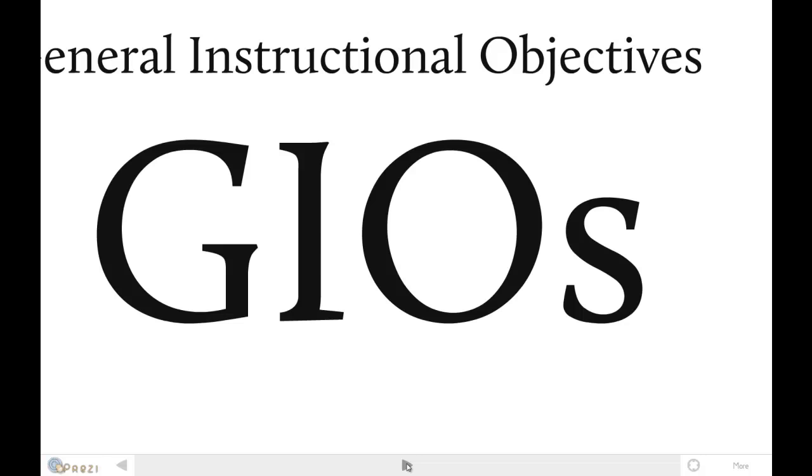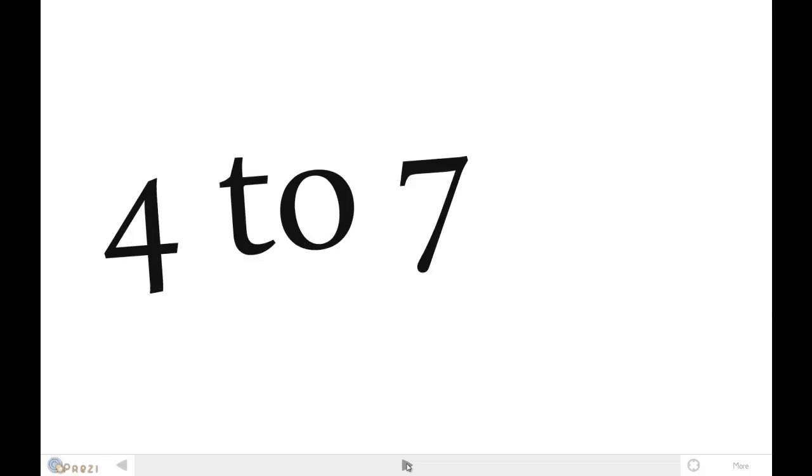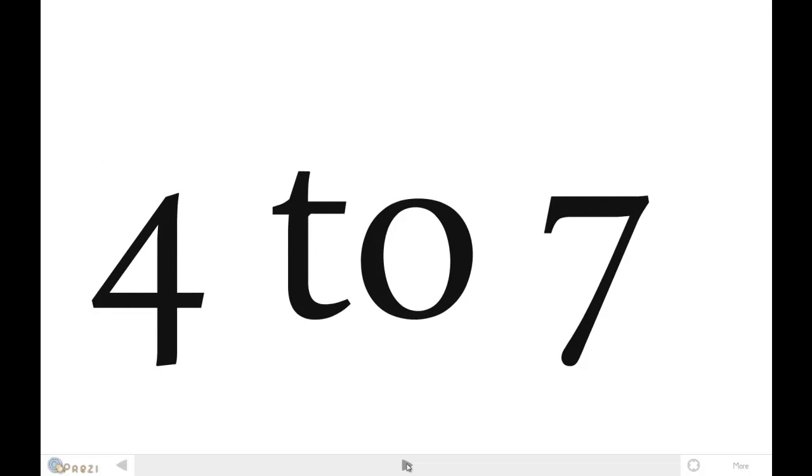While there's no set number of required GIOs, generally we aim for about 4 to 7.